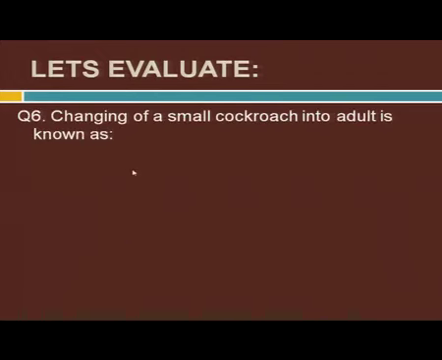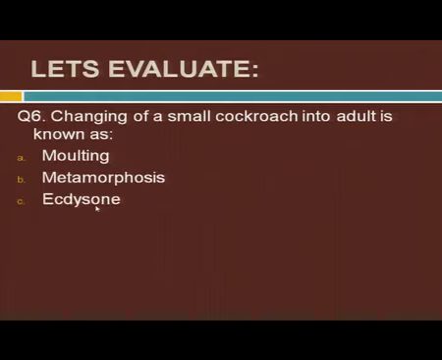Next question. Changing of a small cockroach into adults is known as A, molting, B, metamorphosis, C, ecdysone, and D, transformation. So, here are some similar terminologies.